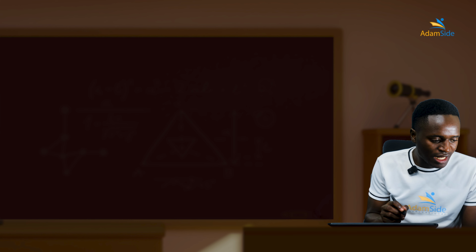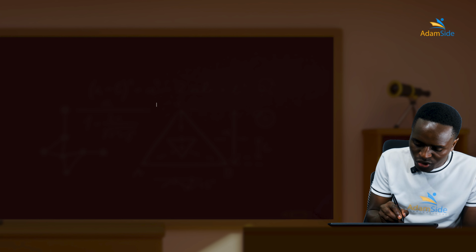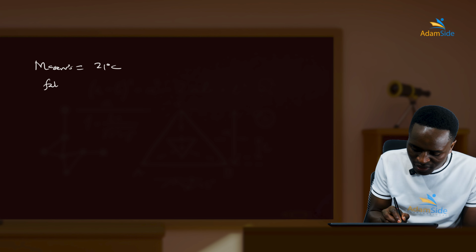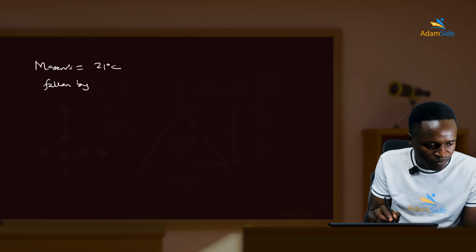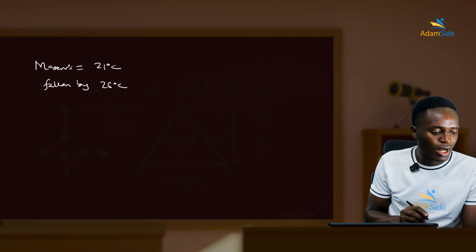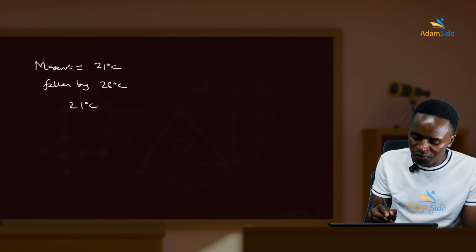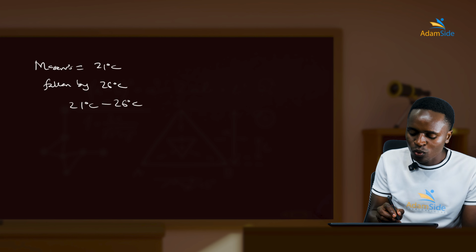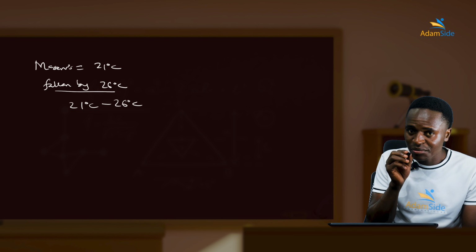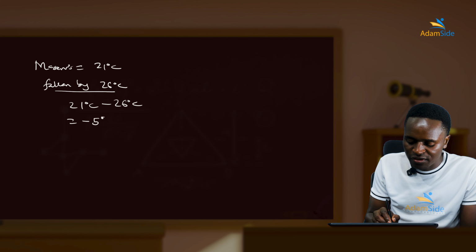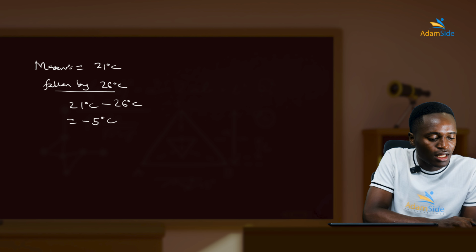So they say at noon, the temperature in Maseru was 21 degrees Celsius. Then at midnight, the temperature had fallen by 26 degrees Celsius. That is the examiner's trick. Work out the temperature at midnight. So you take the temperature at noon minus the temperature that it fell by. 21 minus 26 is negative 5 degrees Celsius. And that's what we get as our answer.